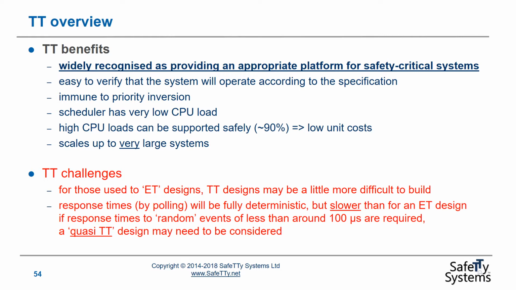So if we look at TT more generally, it's widely recognized as providing an appropriate platform for safety critical systems. This is because it's easy to verify that the system will operate according to the specification, because it's immune to priority inversion, because the scheduler has very low CPU load, because high CPU loads can be supported safely, for example 90%, which gives us very low unit costs because we can make efficient use of the processor, and TT scales up even to extremely large systems. Because the behavior is deterministic, we can always work out what the impact will be of adding a new task.